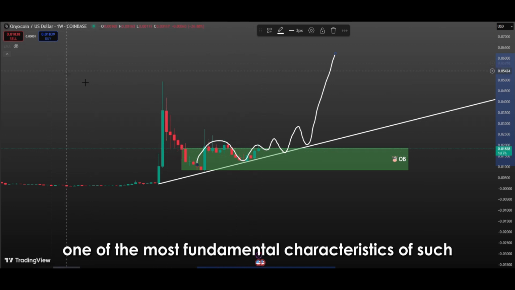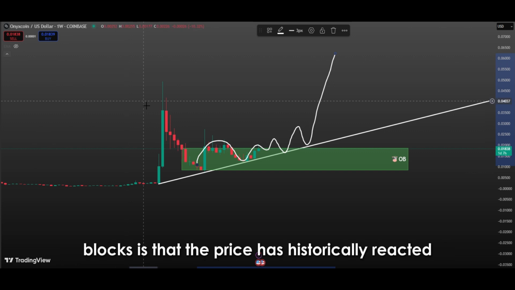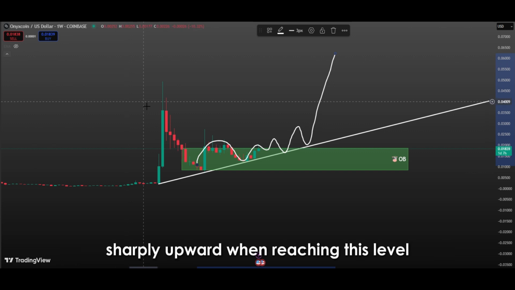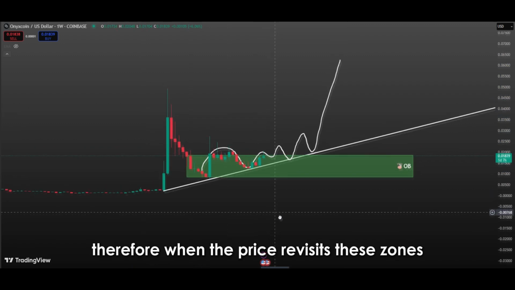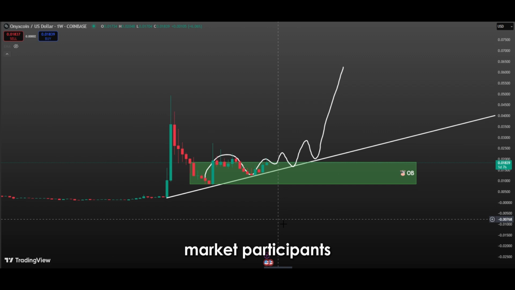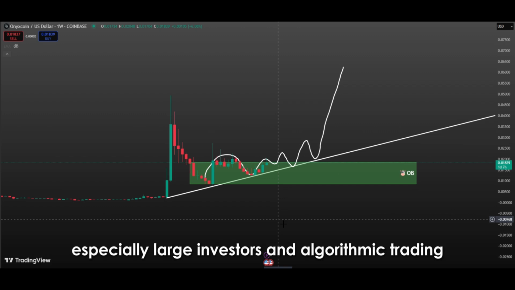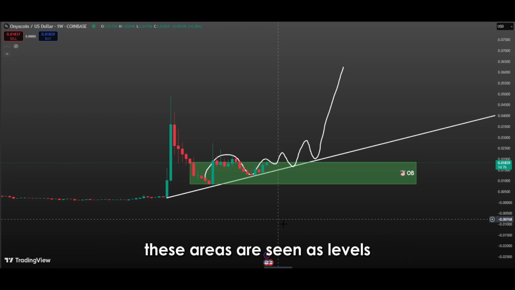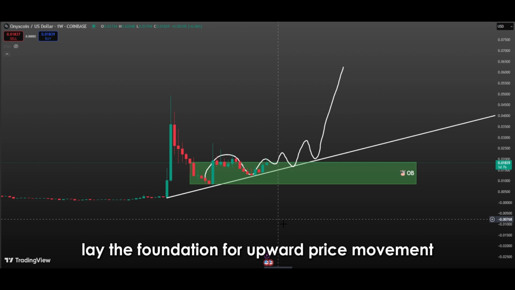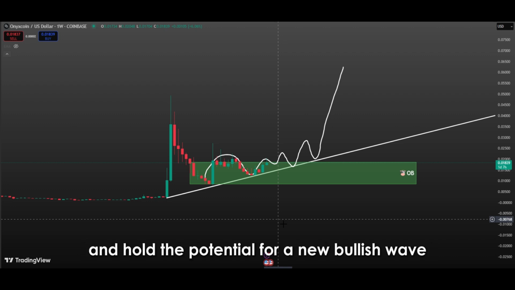One of the most fundamental characteristics of such blocks is that the price has historically reacted sharply upward when reaching this level, often leading to new highs. Therefore, when the price revisits these zones, market participants, especially large investors and algorithmic trading systems, may consider re-entering positions. These areas are seen as levels that enhance market liquidity, lay the foundation for upward price movement, and hold the potential for a new bullish wave.